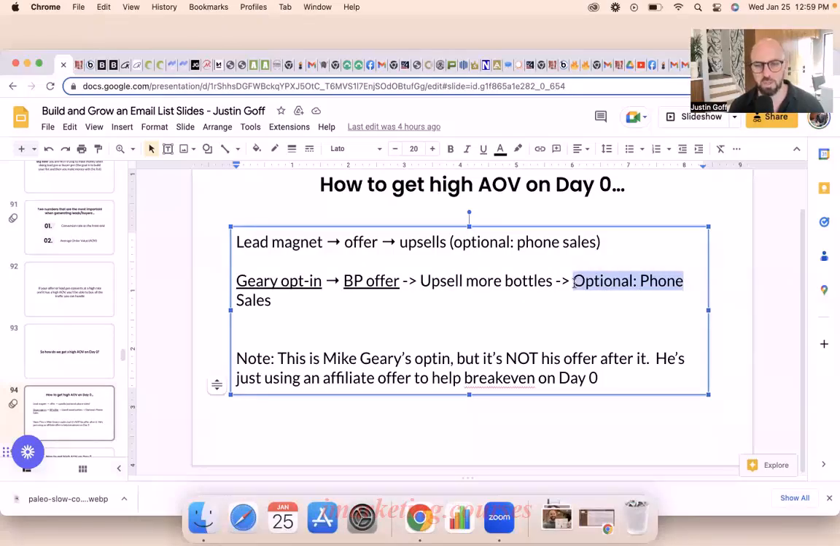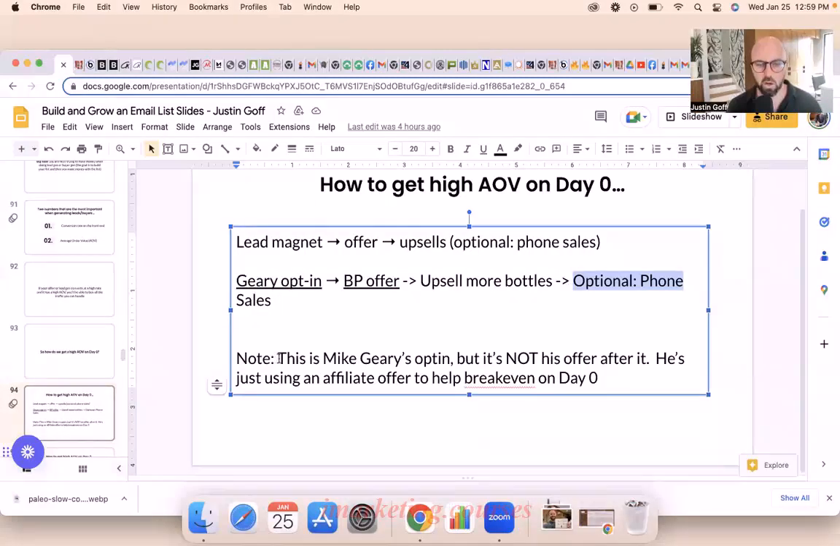And I'm pretty sure that offer is running phone sales. So after somebody buys, there will be a customer service person that calls them up and thanks them for their purchase and then tries to get them to buy more stuff from them. So that's how you would monetize a lead gen offer in a nutshell.